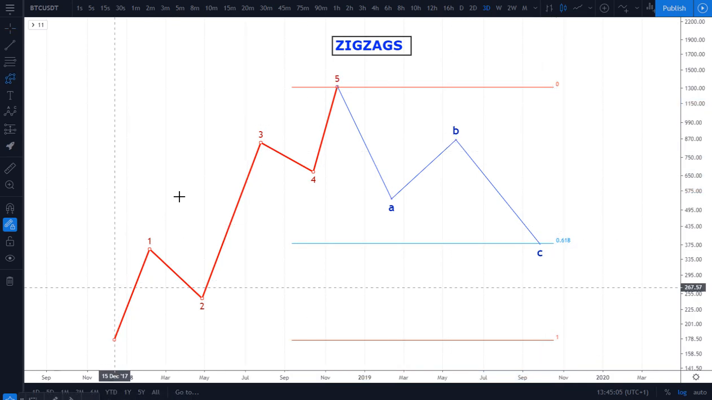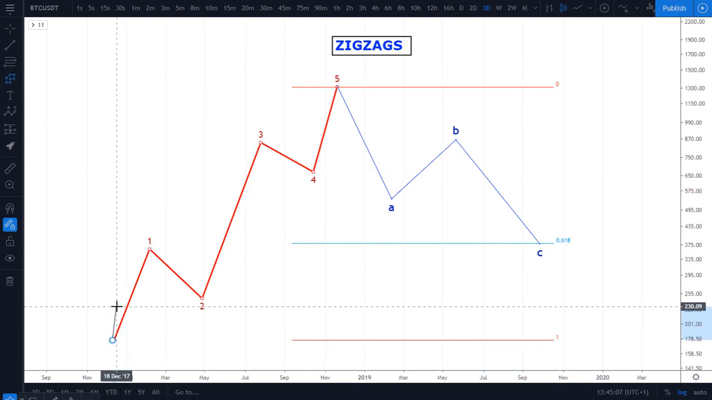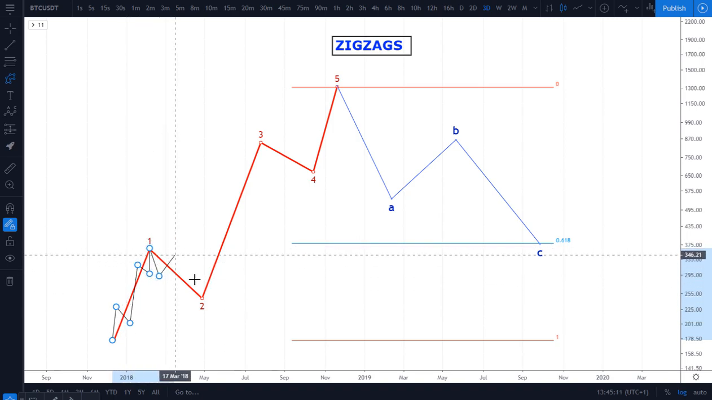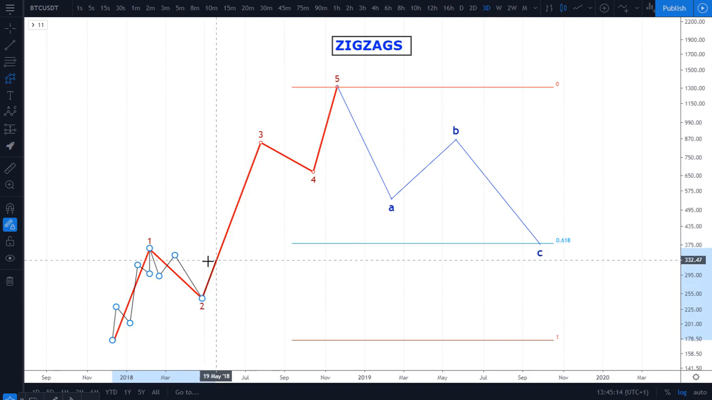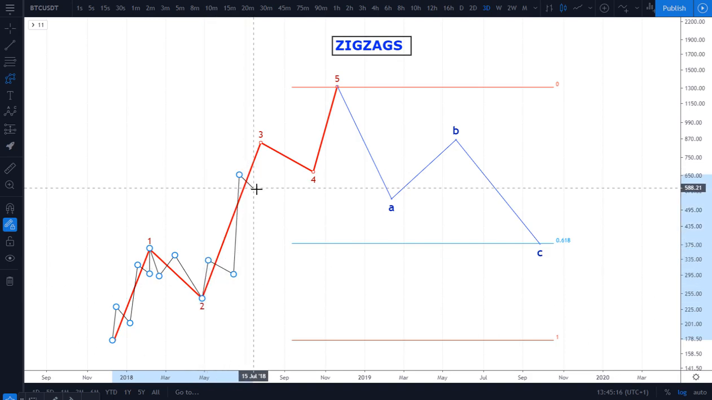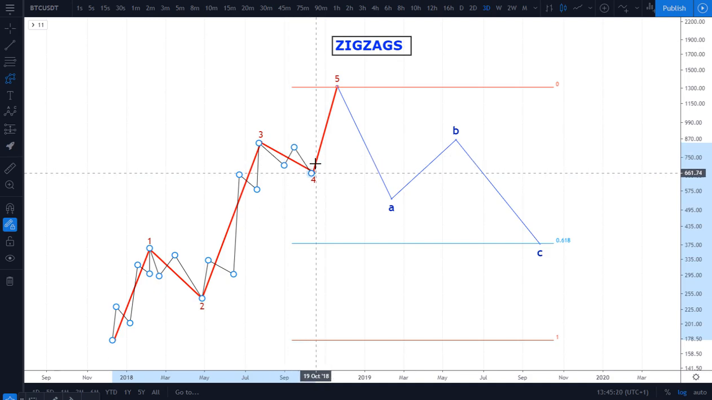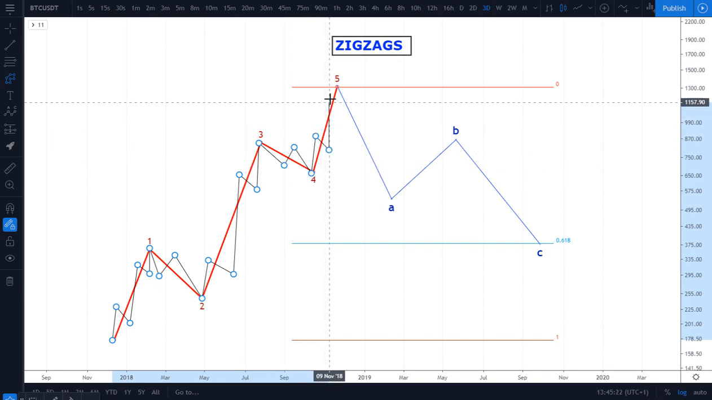And of course you can subdivide all of this. In your wave 1 you're going to have 5 waves, then a 3-wave decline ABC in 2, another 5 waves in your wave 3, then another ABC in 4, and another 5 waves in your wave 5.